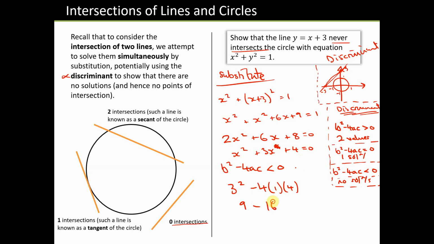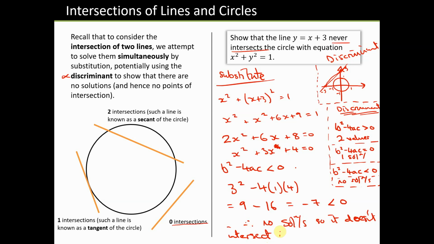So 9 minus 16, that equals minus 7, which is less than 0, and you say therefore no solutions. So it doesn't intersect. My bad handwriting. I haven't written anything for 2 weeks. So it doesn't intersect. And that's as much as you need to do for that question.